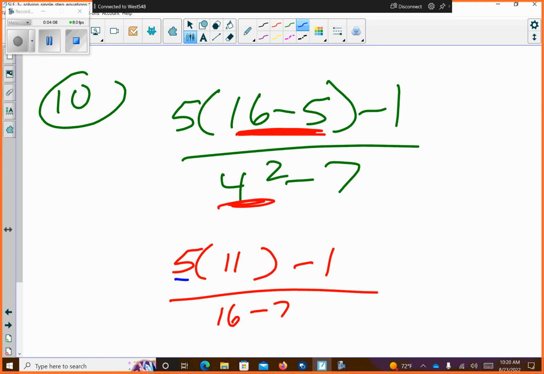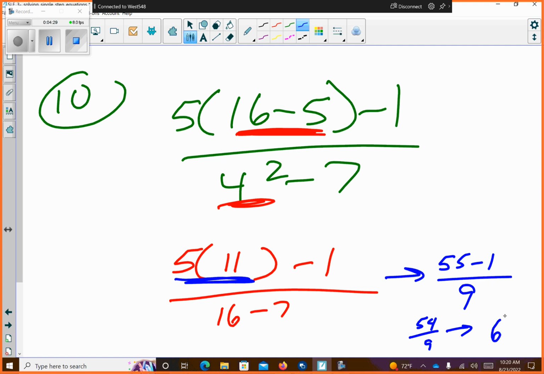So now I'm going to take care of this portion. That's going to lead me to 5 times 11. I think on a calculator that would be 55. And then 16 minus 7 is 9. And I think that's 54 over 9. Did anyone do this on a calculator? What is 54 divided by 9? 6. Yeah, if you do it on a calculator, 54 divided by 9 is going to give you a whole number 6. So that's your overall answer.